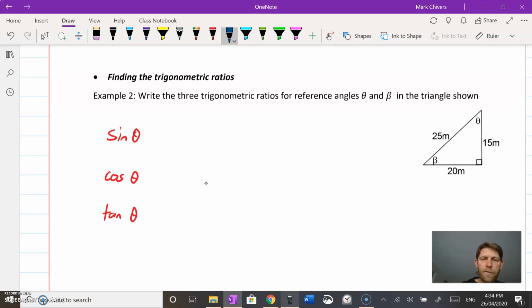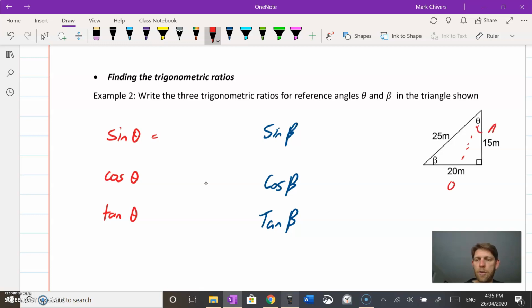And then we're going to have sine, cos, and tan of beta. That's just a funny looking B, it's the Greek symbol for beta. Okay, so what are they equal? Well, sine theta is the opposite over the hypotenuse. So the opposite side to theta is going to be that side, the adjacent side to theta is going to be over there, and for both, the hypotenuse is going to be on that side.